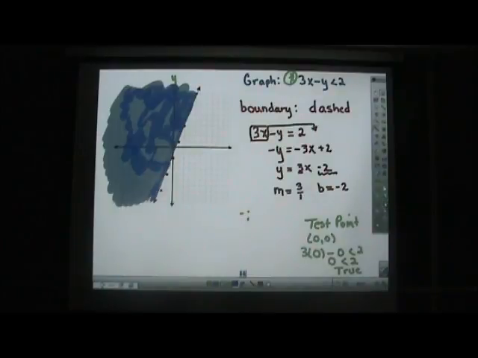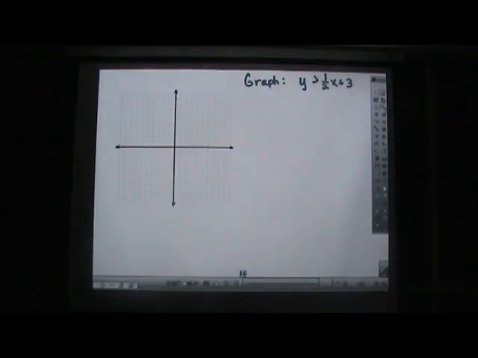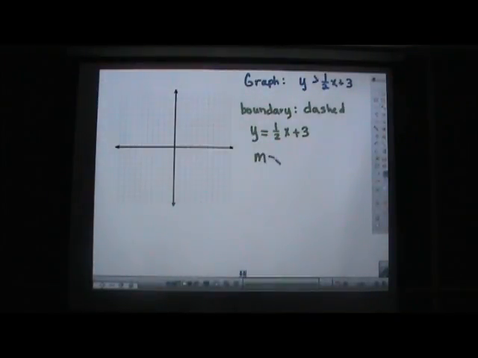Alright, so let's try another one of those. This time we're going to graph y is greater than 1/2 x plus 3. So the first thing I'm going to do is my boundary line. Again, this one is dashed, so I'm going to write down that I have a dashed boundary. I'm going to, for a minute, just pretend it's an equal sign so that I can see it as a line for a moment. This one, y is already by itself, so the slope is the number in front of x, so it's 1/2, and the intercept is 3.